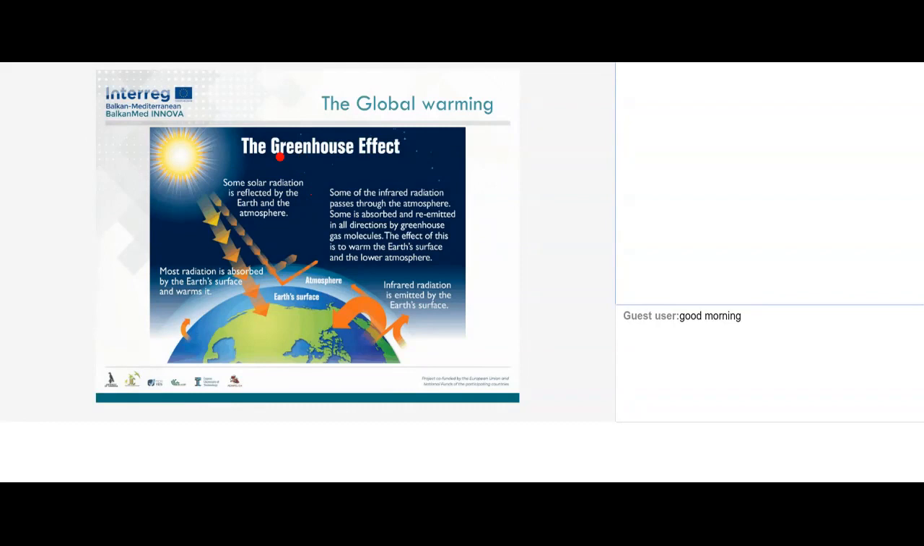It's the mechanism that keeps Earth at a habitable temperature, and without it, the planet would be too cold to support most of the known forms of life. So you see here again, solar insolation hits the Earth, the surface absorbs a part of it and then re-radiates it back to the atmosphere, and these greenhouse gases capture a part of the heat and warm the planet and give us these habitable temperatures that we all still enjoy.